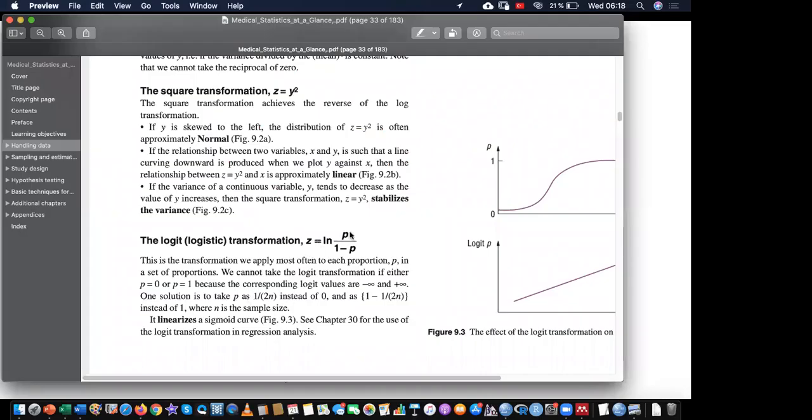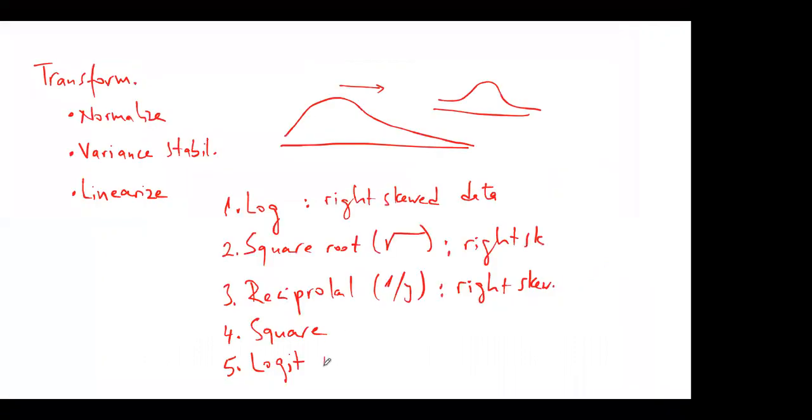Logit is for categorical variables, and it is taking the ln, the logarithm on base e, of the probability divided by 1 minus probability. So this is used for categorical variables. The other 4 above are used for numerical variables.